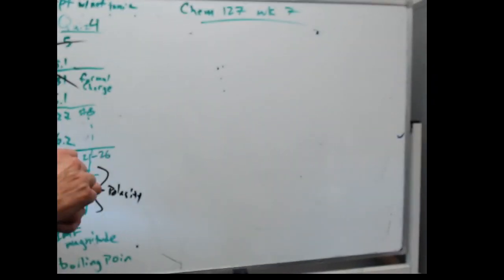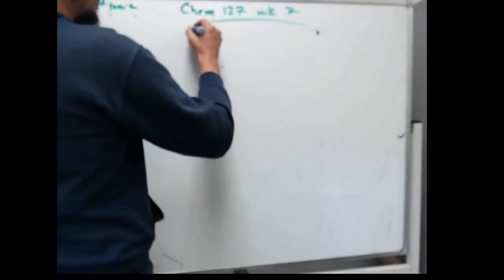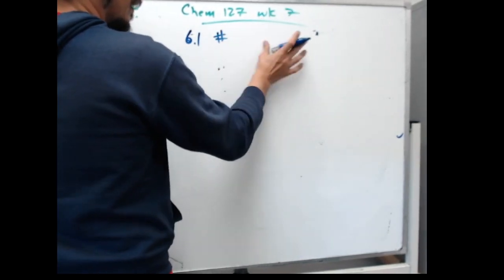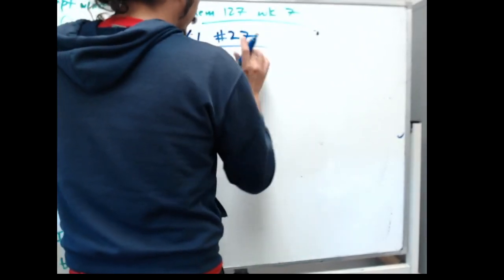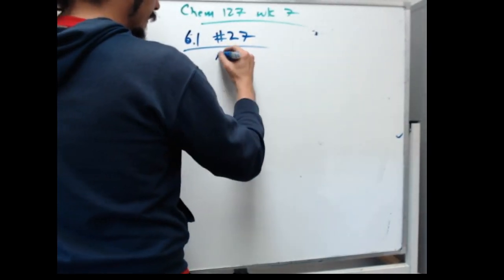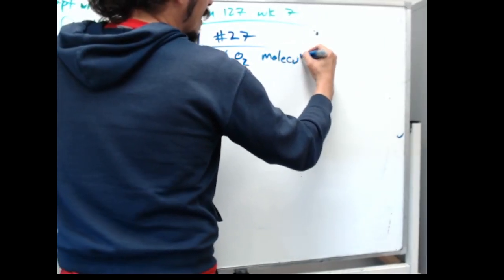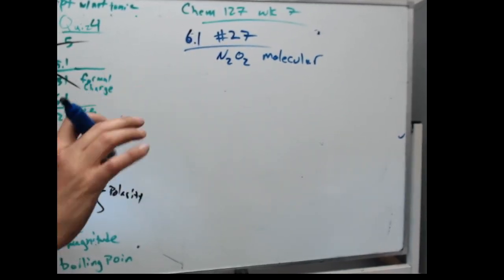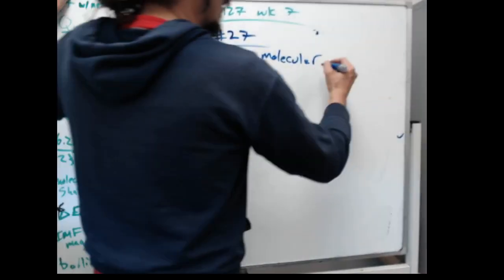Let's look at 6.1, number 27 and number 28. Who wanted those two? I don't remember who. I wanted 27. So 27 is to enter the molecular shape around N2O2. Okay, so we did want to talk more broadly about molecular shape and polarity, so this is a great segue into those things. So let's talk about molecular shape.